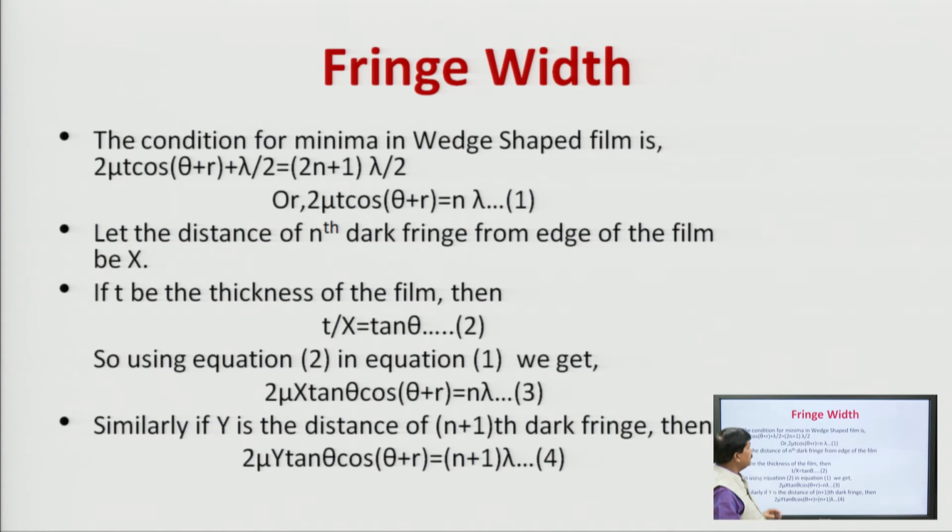Now, the next topic is fringe width in wedge shape thin film. What is fringe width? It is the successive distance between two dark or two bright fringes. The separation between two dark or two bright fringes is called fringe width. We have to derive an equation for the fringe width in the wedge shape interference.